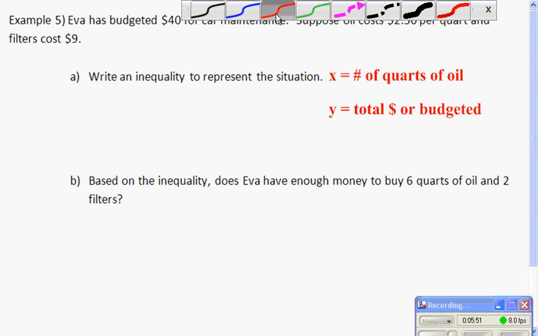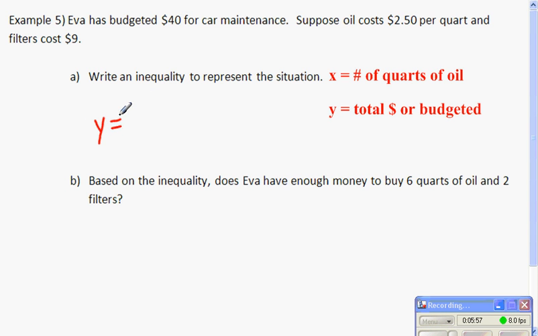Now I'm able to go ahead and write an equation, or I should say an inequality for this scenario. I have y equals 2.50x plus the cost of oil filters, so $9. Now we are writing an inequality, so we cannot use that equal sign. We need to determine what sign needs to go in between these two expressions here.